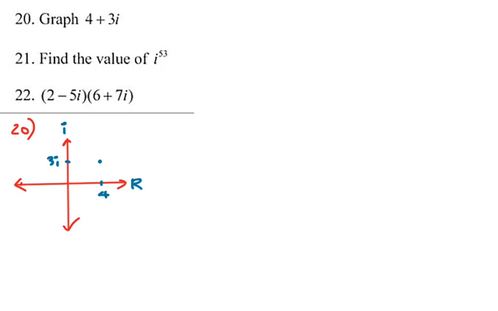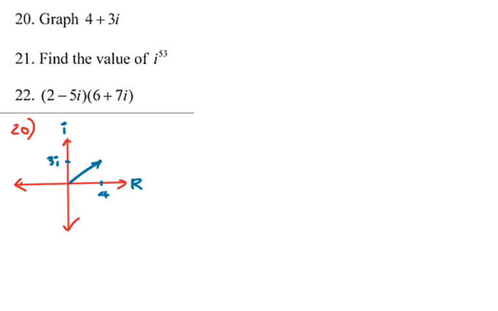But if you wanted to draw the vector, sometimes they like to see the visual vector here. You can just start from the 0, 0 origin and go to the point 4 plus 3i. Then that's how we can graph it.